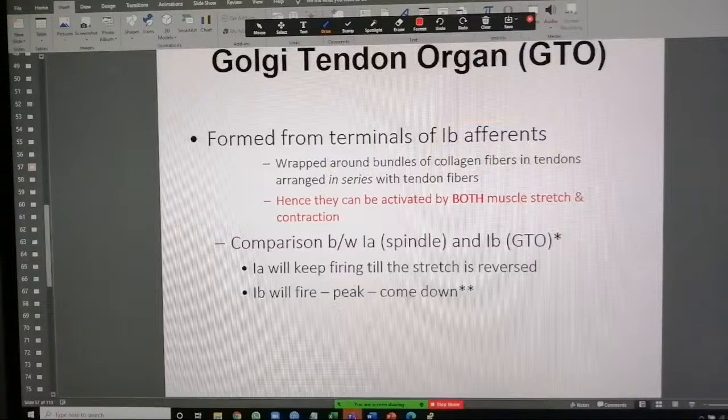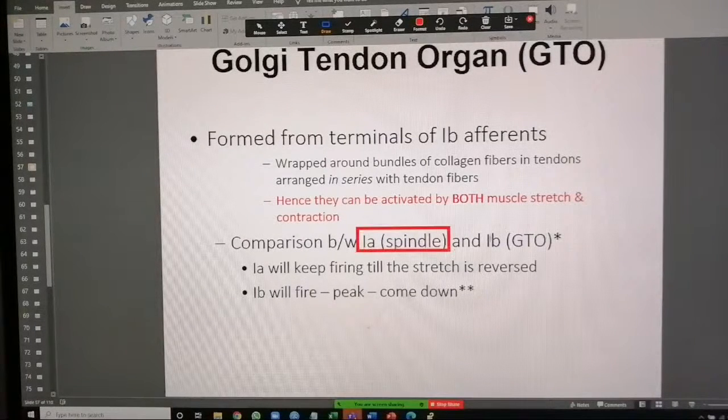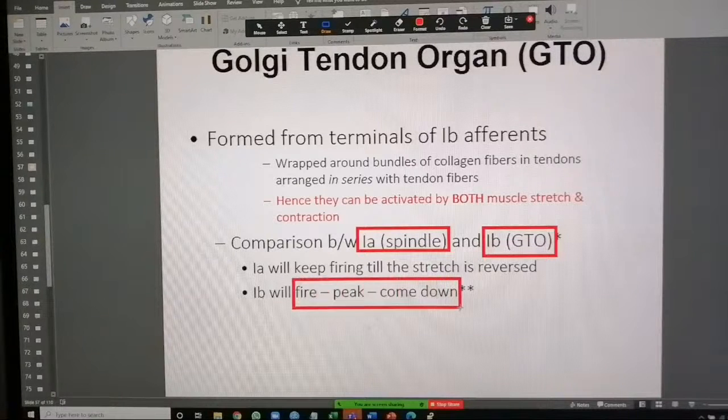Then what else do you have? The comparison between 1A and 1B. So basically, the difference between 1A spindle and 1B GTO is that 1A keeps firing till the stretch is over, is reversed. Okay. However, 1B's firing peculiarity is that it will fire, peak, and then come down, even while you have sustained the scenario of the increased pressure. Okay. This is just some detail about the action potential. So 1B is peculiar in the sense that it will fire up as soon as the pressure goes up. It stays there for a while, and then it comes down. Just a little bit of action potential related detail.